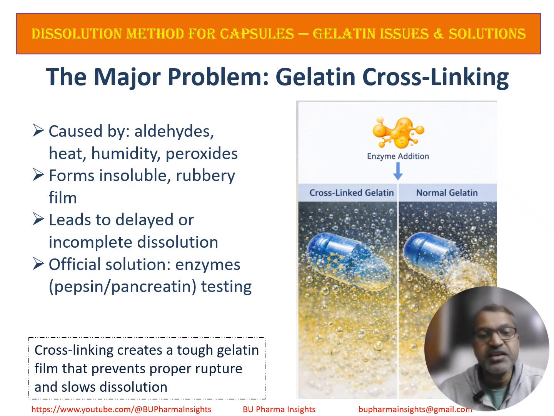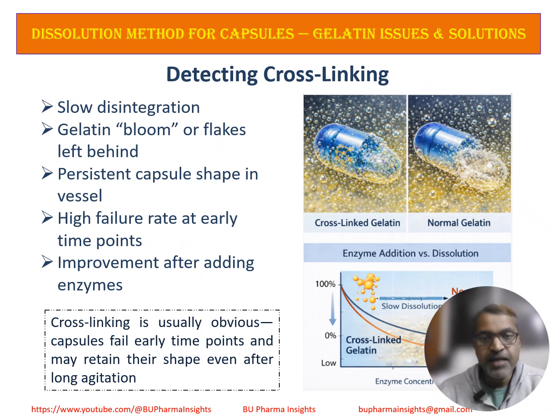Assessment: always investigate cross-linking before blaming the formulation. Cross-linking often appears during accelerated stability studies, not always in fresh batches. So don't ignore it just because initial results look fine. Strong warning signs include slow or incomplete disintegration, visual gelatin flakes or bloom, capsule shape still visible in vessel, high failure rate at early time points, pellets or powder releasing very slowly. These are classic indicators of gelatin cross-linking.